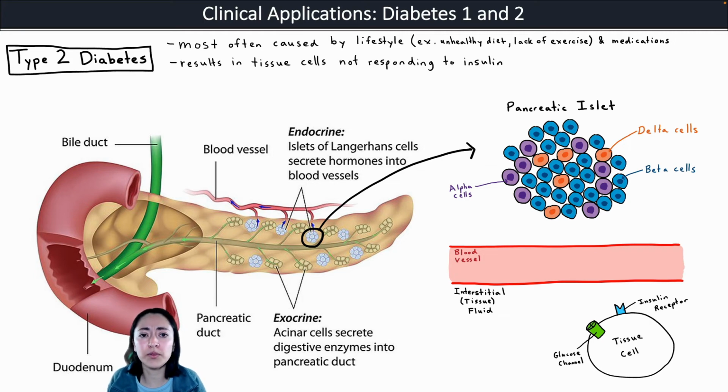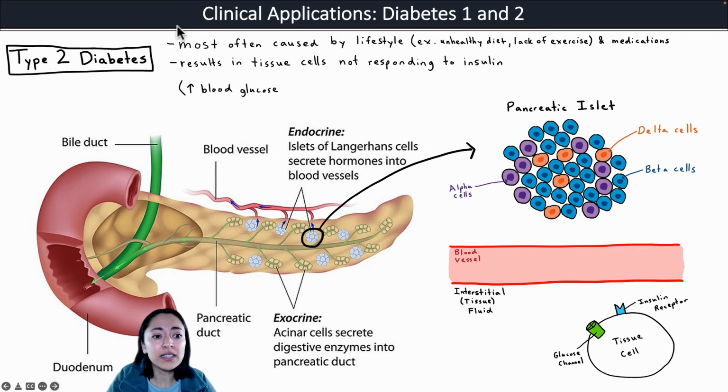The result of type 2 diabetes is tissue cells not responding to insulin anymore. Okay, so when somebody has type 2 diabetes, it doesn't mean that they can't make insulin. What is happening here is that their tissue cells stop responding to insulin. So specifically, the insulin receptors become insensitive to insulin. So again, usually type 2 diabetes is caused by somebody consuming a diet that is high in sugar, high in simple carbohydrates, especially consuming things like sugary beverages.